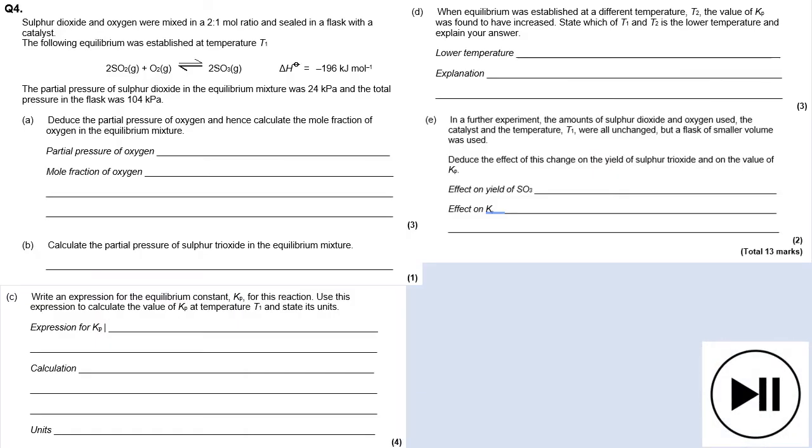Okay, last question then. You know the drill. 13 marks for grabs here, so pause the video, have a go at this question, and when you're ready, unpause and we'll go over it.